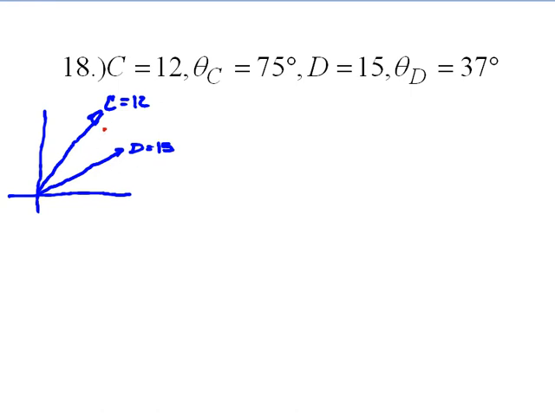Now each one of these vectors has an x value and a y value. D has an x value and a y value. If we take the x value of both and add them together, we will come up with a resultant x value. And then if we take the y values and add them together, we will come up with a resultant y value. We can then use that in the Pythagorean theorem, just like we did before.